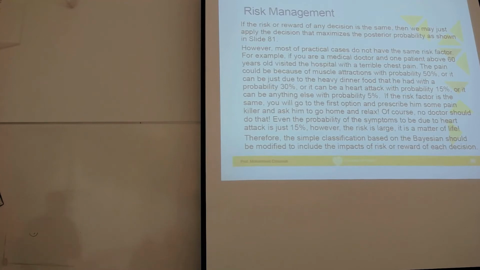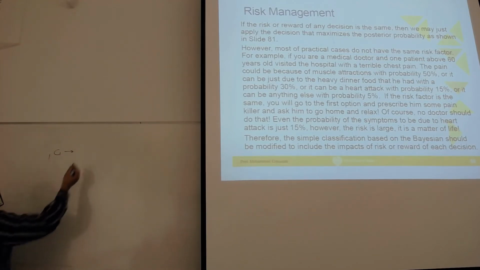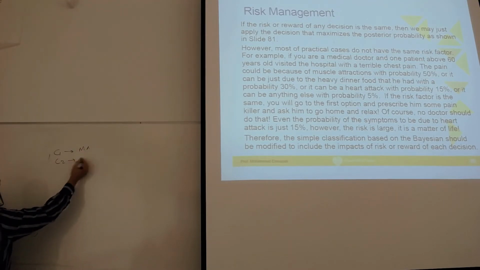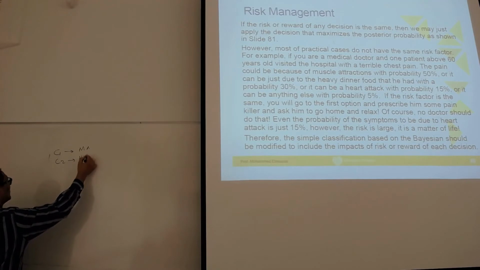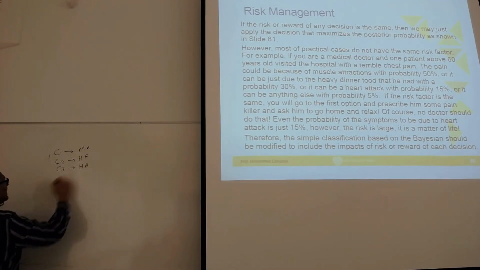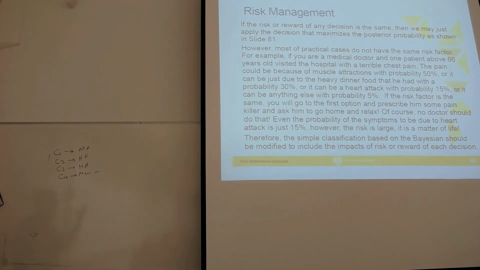So now if we calculate the probability, if we call, for example, class 1 the case that you have just muscle pain or muscle attraction, and C2 is just because of heavy food, and C3 is heart attack, and C4 is some minor diseases. So we have now 4 classes.